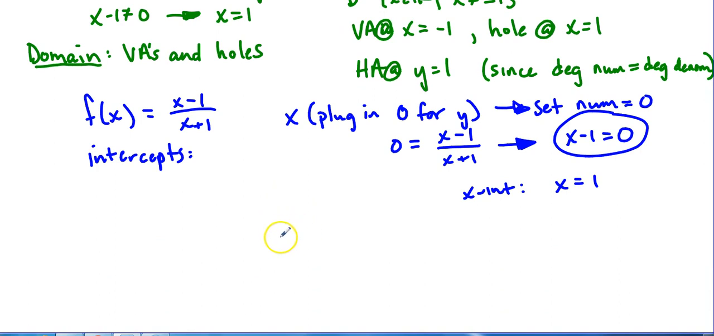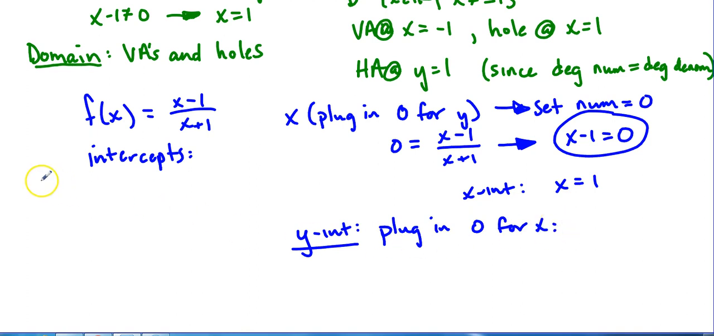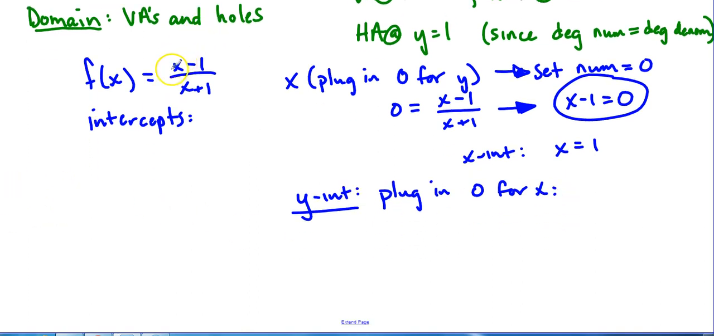The y-intercept: plug in 0 for x. And so when I do that, I get y equals 0 minus 1 over 0 plus 1, which is equal to negative 1.